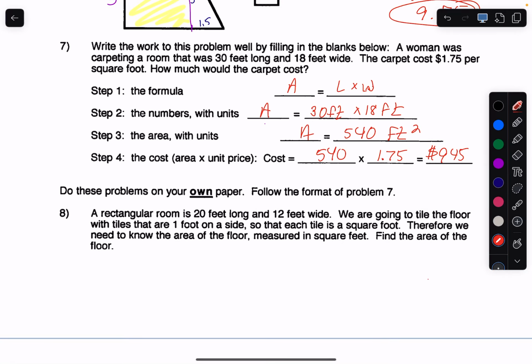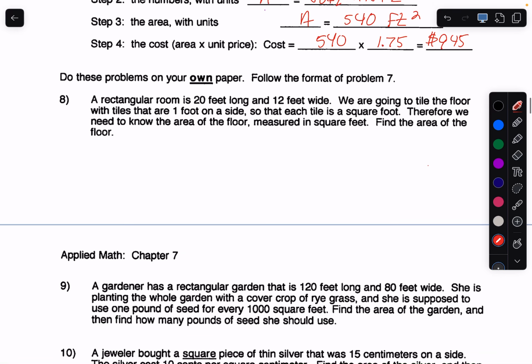Okay, so problem number 8. Now, these ones say to do on your own paper. If you're a person that needs more room and you do it on your own paper, I'm okay with that. So if you want a sheet of paper, fine. We just got to remember to staple it to it so I know that you did these problems, okay? So let's take a look at number 8.